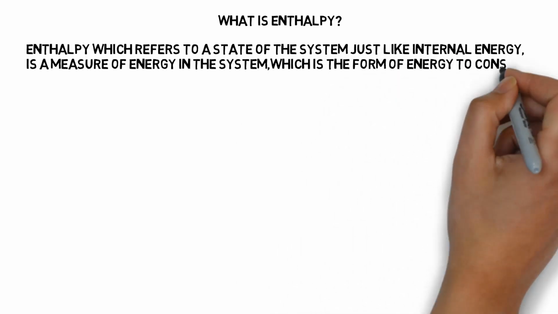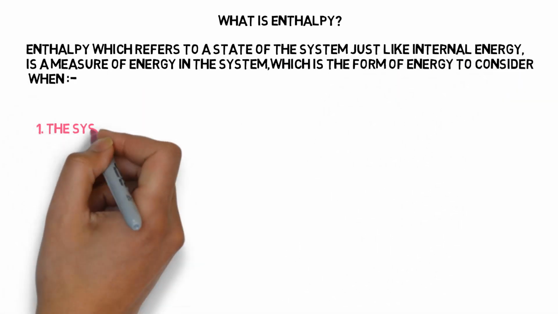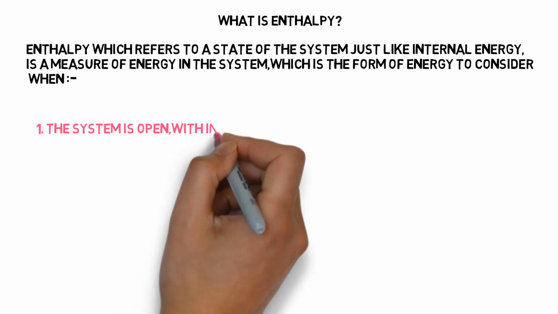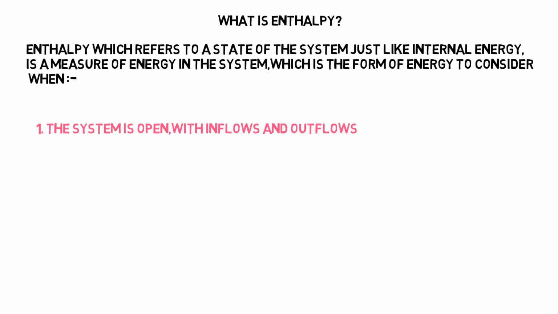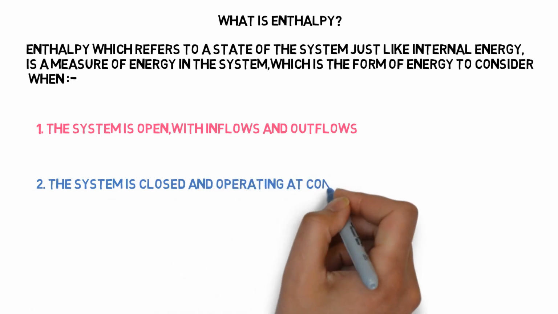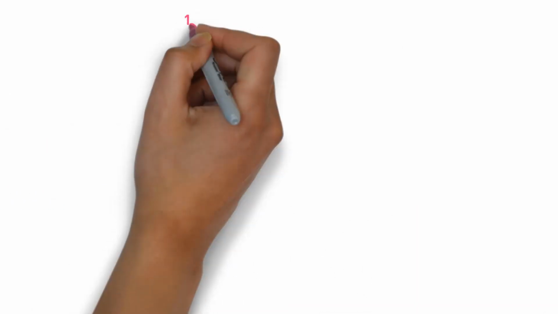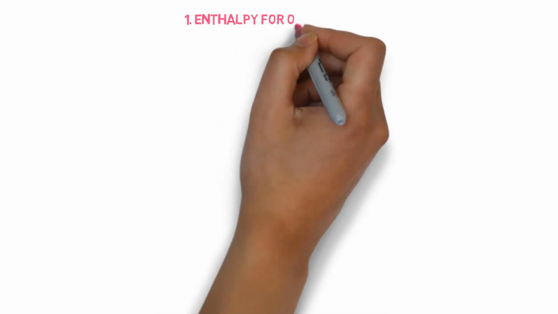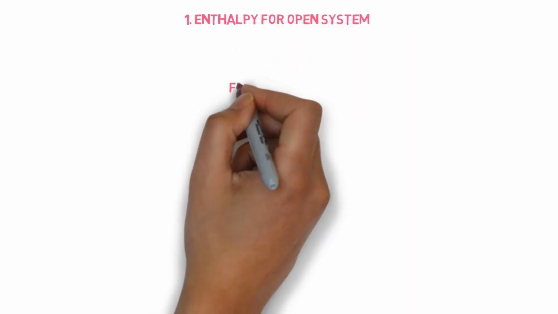a measure of energy in the system, which is the form of energy to consider when, first, the system is open with inflows and outflows. Second, the system is closed and operating at constant pressure. So let us talk first about enthalpy for an open system.